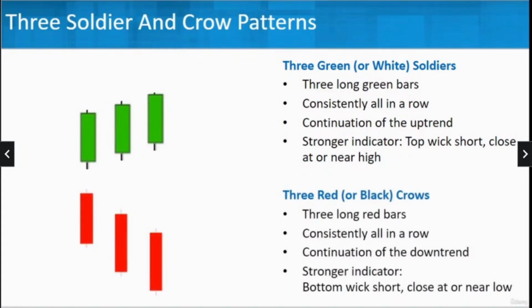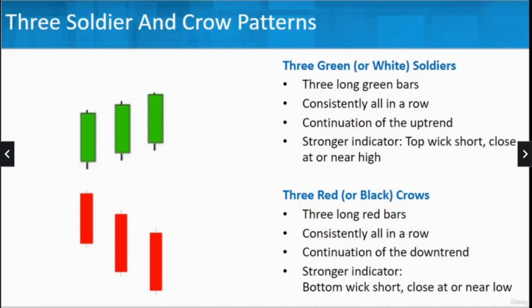Now it could be going the opposite direction, a downward direction, and then we'd be looking at three crows. The candlesticks would be red, or again, depending on your trading platform, could be black. Either way, it's going to be the opposite of something that's trending up. We're looking at three red bars, and they're going to be the same thing. You're looking at longer red bars. You're not looking at dojis or very small real bodies. You're looking at good, consistent long red bars, again all consistently in a row.